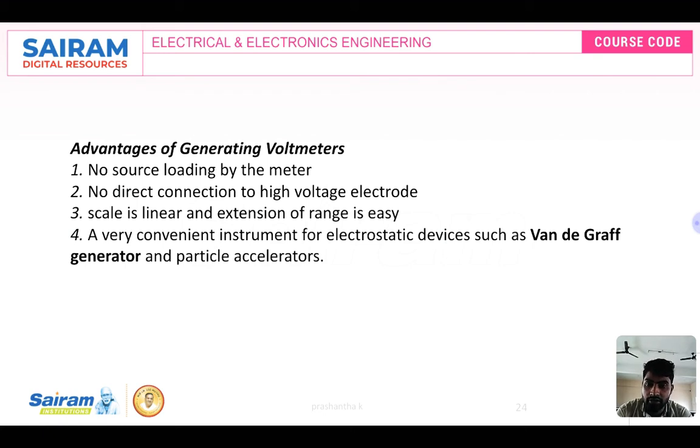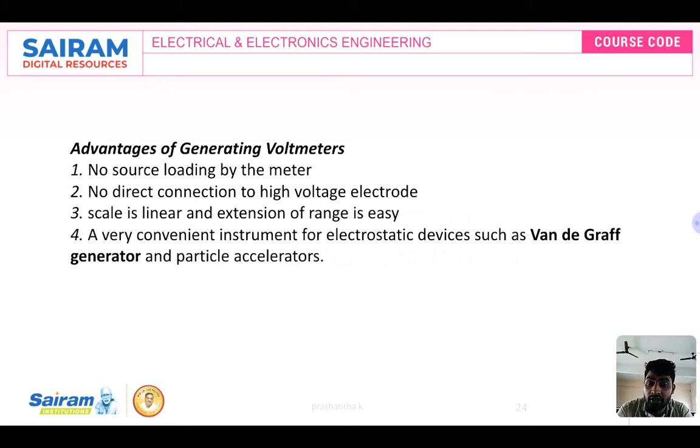The first advantage: no source loading by the meter. And no direct connection to the high voltage electrode. See, if you make a direct connection to the high voltage electrode, what happens? Sometimes they may give spark, or the connection will melt, or it gives a harmful effect. So that can be avoided by using this generating voltmeter.